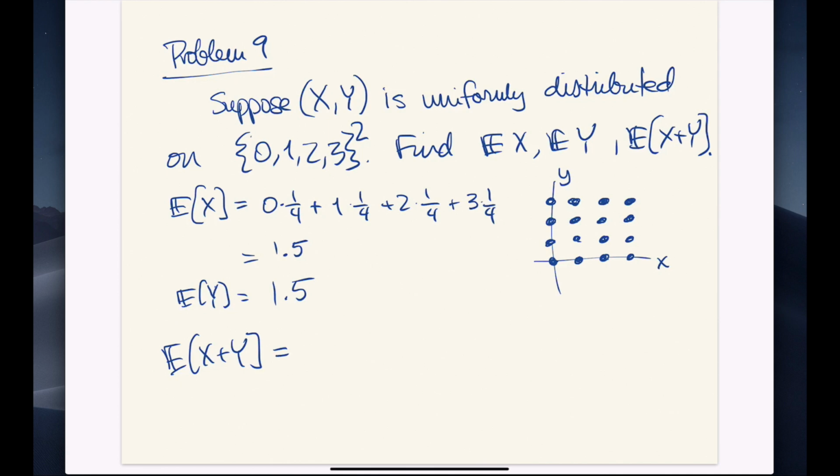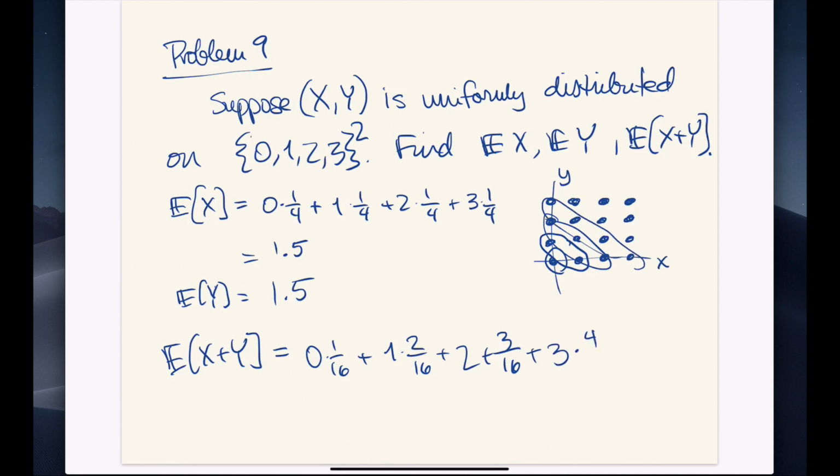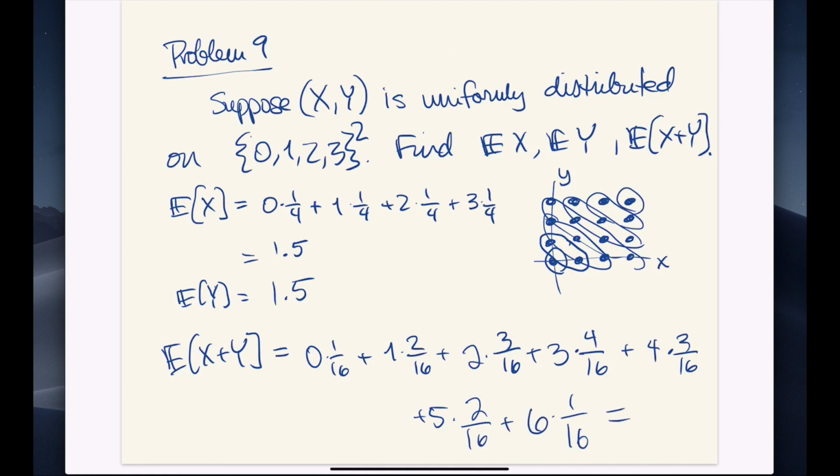As for the sum, it's equal to 0 with probability 1/16, and it's equal to 1 with probability 2/16, because these two outcomes both have X plus Y equaling 1. 2 with probability 3/16, 3 with probability 4/16, 4 with probability 3/16, 5 with probability 2/16, and 6 with probability 1/16. And if you work out this expression, it comes out to 3.